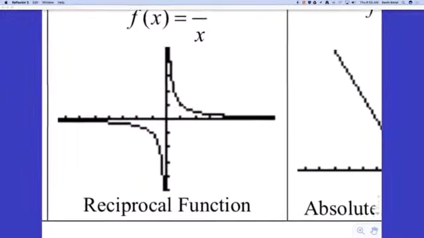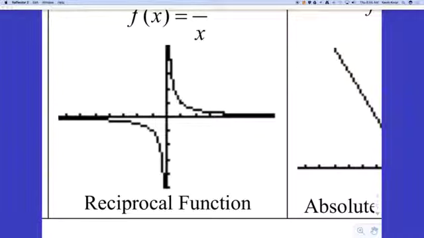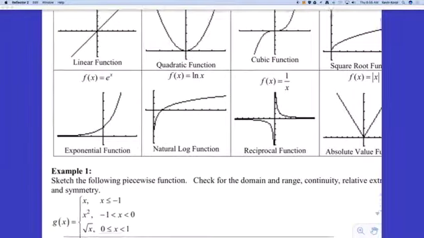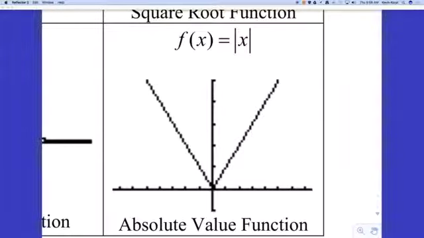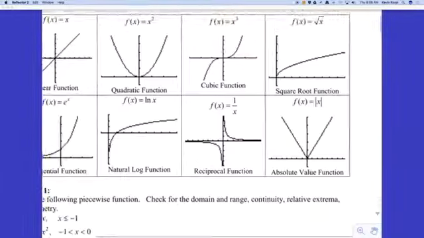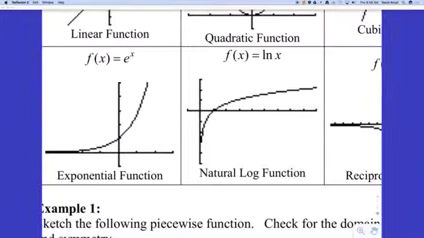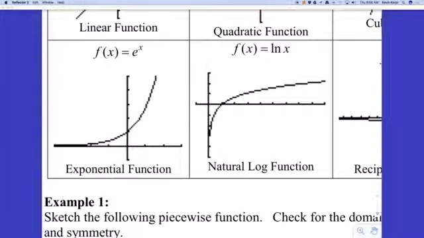We've got the 1 over x function, which we've seen quite a bit already this year. So the ones that we haven't really seen this year, maybe the absolute value of x function. That's just the line y equals x to the right, and it's the line y equals negative x to the left. So it makes this little v at the origin. So it kind of looks like the parabola, except it's straight lines. It's got a vertex at 0, 0.